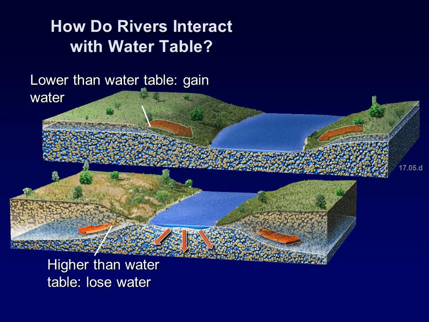So this top river here, this situation where the river is gaining water from the surrounding groundwater, we call this a gaining stream or a gaining river. And in the bottom image where the river is losing water to groundwater, we call that a losing stream or a losing river.